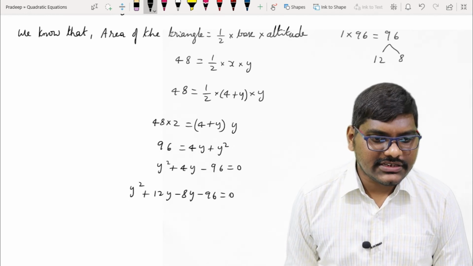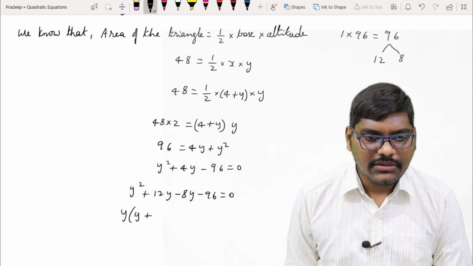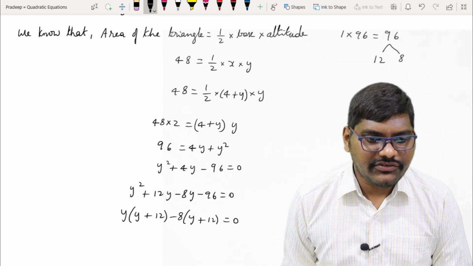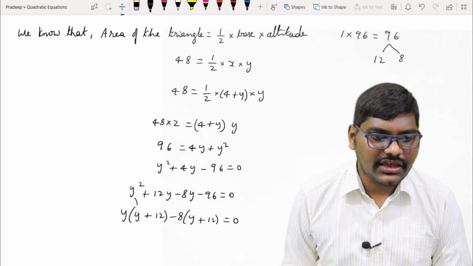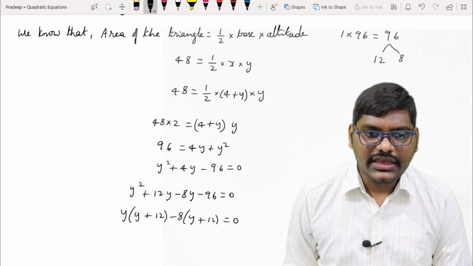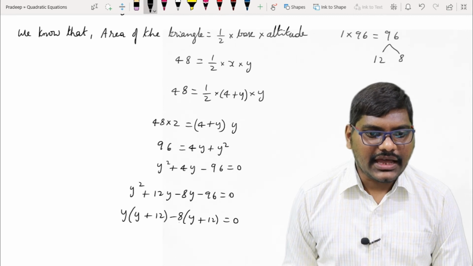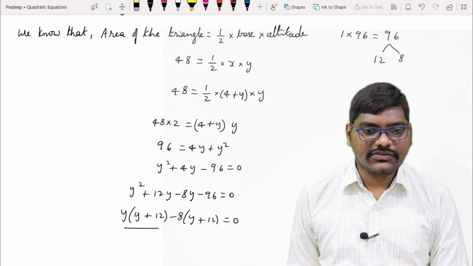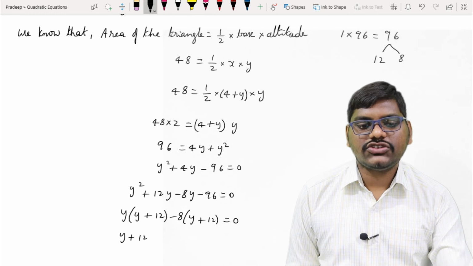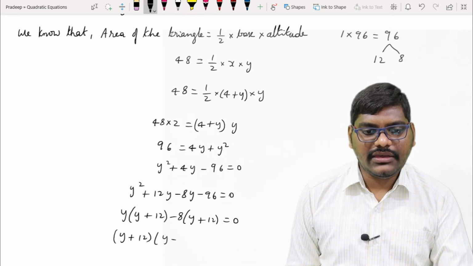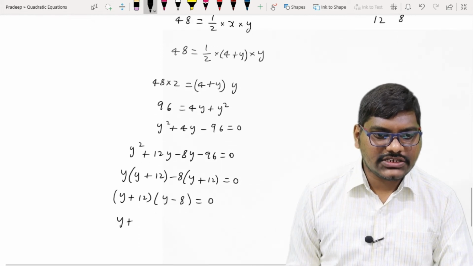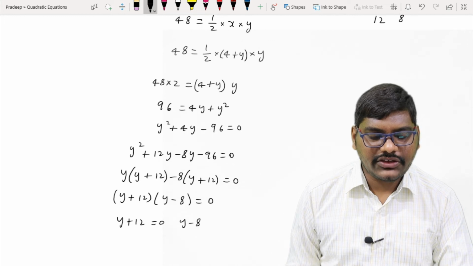Now here I'll just take y common, so I'll remain with y plus 12, and here I'll just take minus 8 common, y plus 12 remains. If you just check it once again, y into y is y square, and y into 12 will get 12y. Here 8 into y will get 8y, and 8 into 12 will get 96. Now in both of the cases y plus 12 is common, so I can take y plus 12 common, and the remaining is y minus 8. Now I'll just take these values separately. So y plus 12 equal to 0, y minus 8 equal to 0.